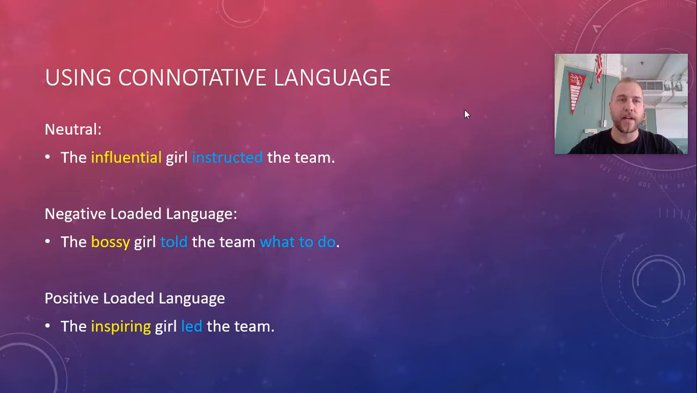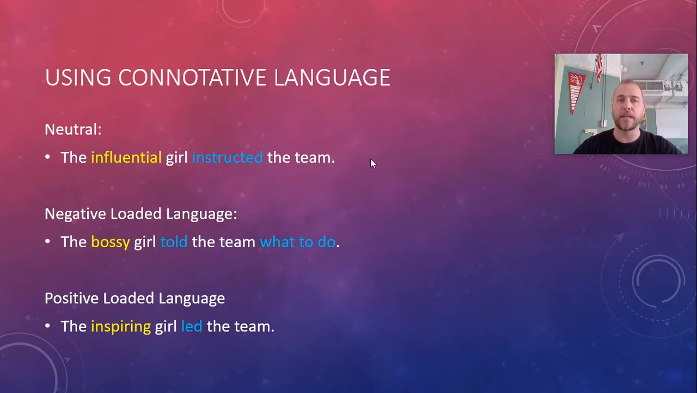So the concept of connotative language really comes into play when you're trying to lean an audience in one direction or another. And so I've given here an example. Pretend that you're writing an article about some girl leading a team, right? If you want kind of neutral language, you might call this an influential girl who's instructing the team. However, there will be times where you want to make this girl look more negative without directly saying anything negative about them. You could change this same sentence by changing the connotation by saying the bossy girl told the team what to do.